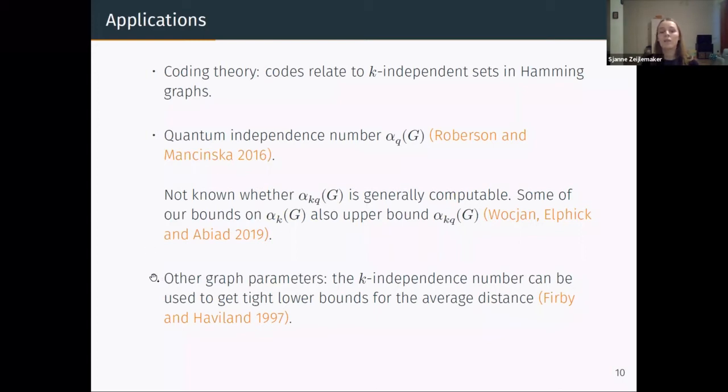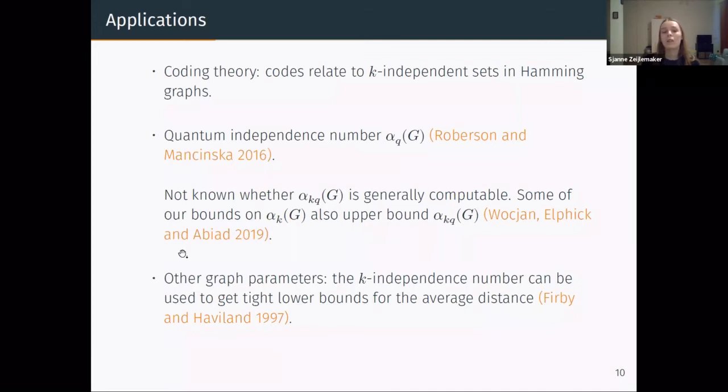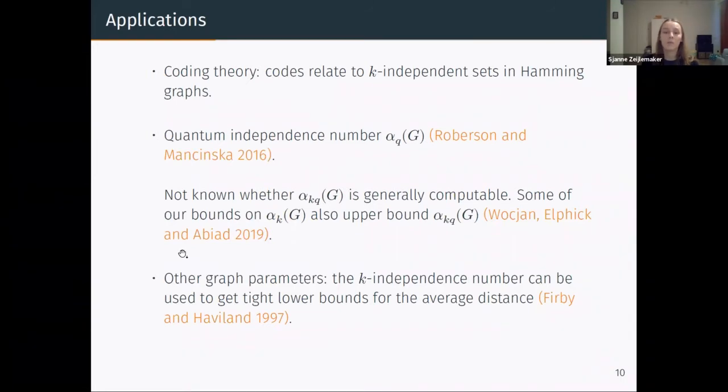And finally, we can relate this to several other graph parameters. An example of this is, for example, the average distance. And we can use this k-independence number to lower bound it.